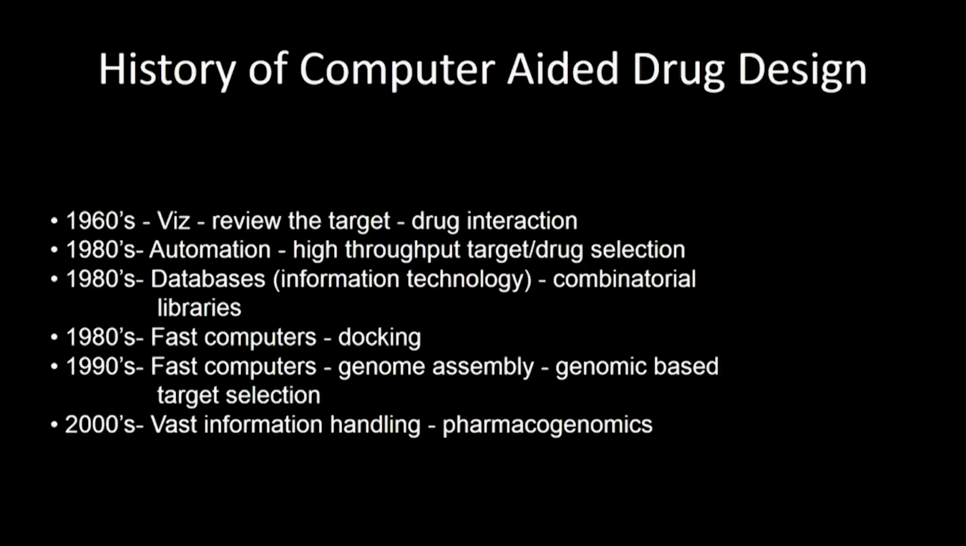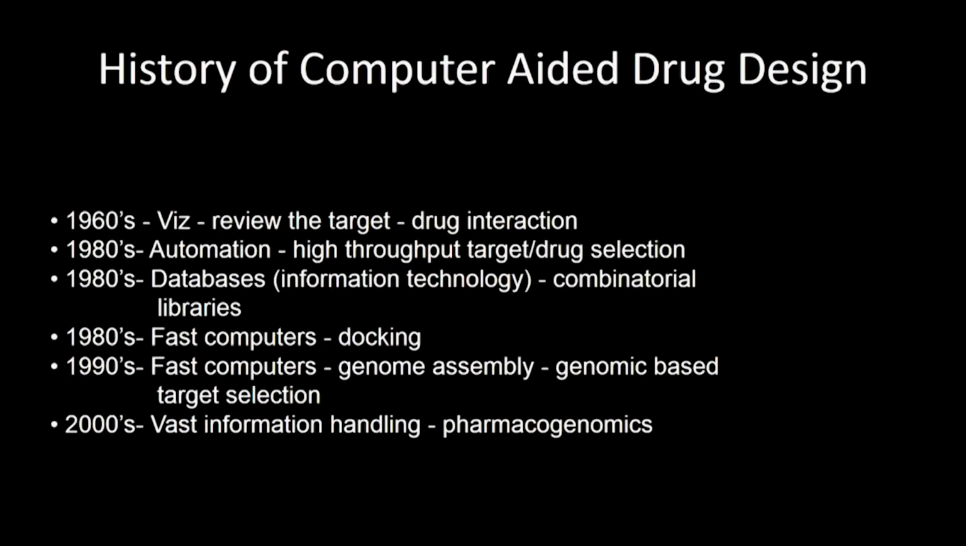So, let us look at the history of computer aided drug design. It started in the 1960s. Everybody started looking at the target, how the drug went and bound to which target. Before the 60s, a drug was given to a patient and there was a reduction in the pain or the fever or the infection, and that is it. Nobody bothered about how the drug reacted, which targets it went and bound to.